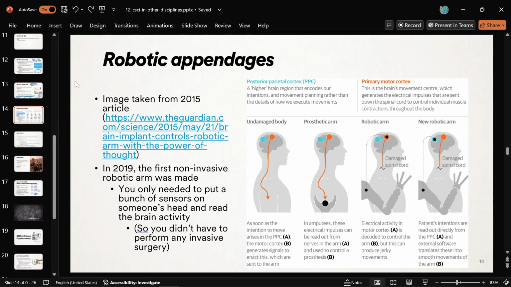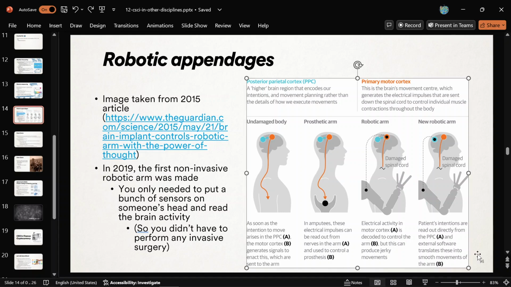What next? What next? Let's talk about robots. Robots being used in medicine, or being given to people, even robotic appendages. There was a fun breakthrough a few years ago, in 2019, that I want to talk about. This is a good example of computer science as well as engineering in medicine. Read the article if you'd like.